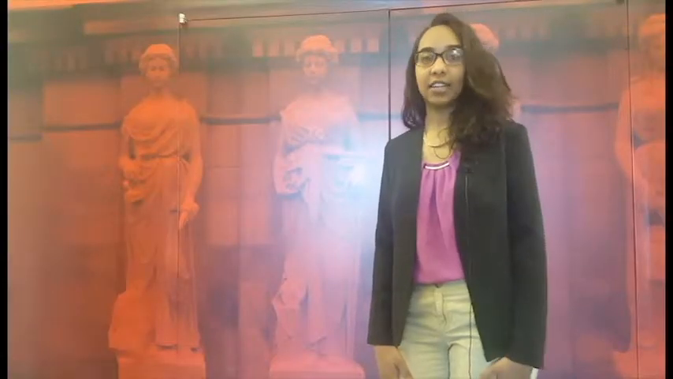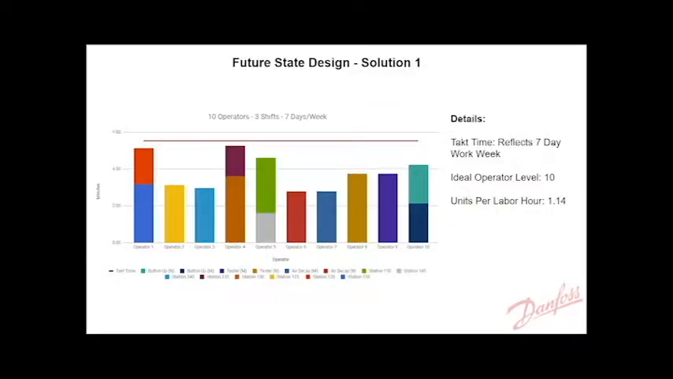After analyzing the collected data from the H1 line, our group presented 3 solutions to our client. The first solution is to be implemented now. We balance the line by choosing the ideal staffing level. This staffing level ensures the maximum units produced per labor hour while under takt time.